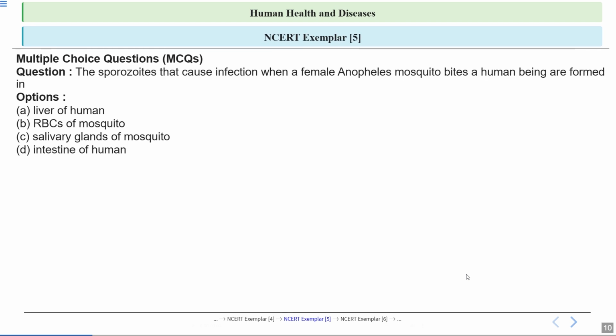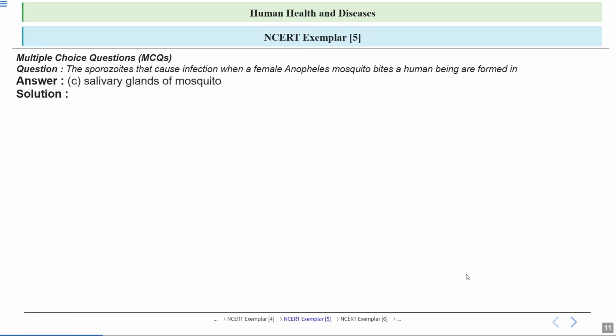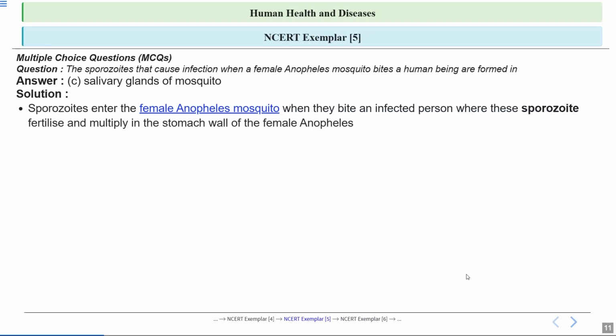Now, next question. The sporozoites that cause infection when a female Anopheles mosquito bites a human being are formed in. So the options are: a, liver of human; second option is RBCs of mosquito; third is salivary glands of mosquito; and fourth is intestine of human. Option number C is the correct answer, salivary glands of mosquito.